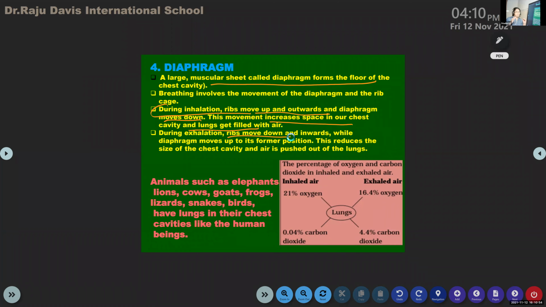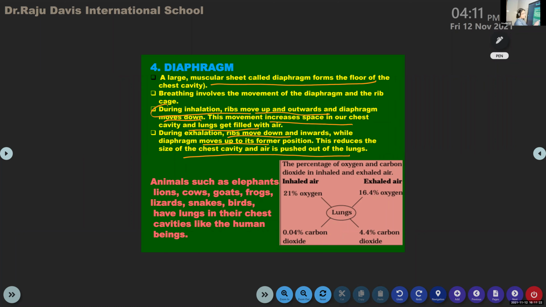That is inhalation. And during exhalation, it is the opposite. Ribs move down and inwards while the diaphragm moves up. This reduces the size of the chest cavity and air is pushed out of the lungs. That is the time we push out the carbon dioxide.